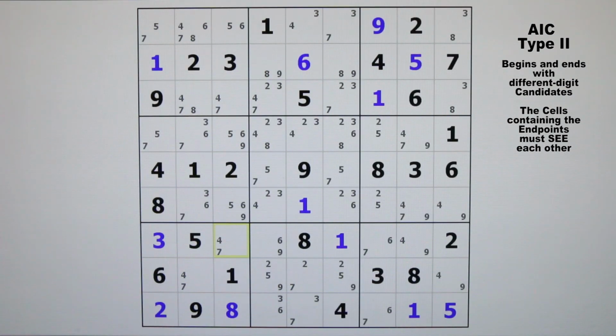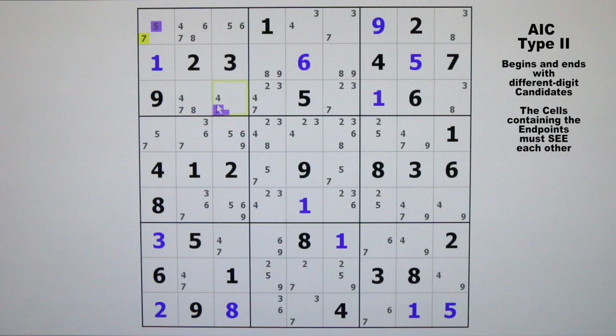Okay, here's another AIC type 2 that begins and ends with a bi-value cell, but obviously on different digits. So from blue to yellow will be a strong link. So we're going to start on this 5. From blue to yellow is a strong link, and there's a strong link between that 5 and the 7 because that's a bi-value cell. They're the only 2 candidates remaining in that cell, so that is a strong link. Then the next link only needs to be weak, so from this 7 to this 7 is a weak link because there are many 7s in that block.